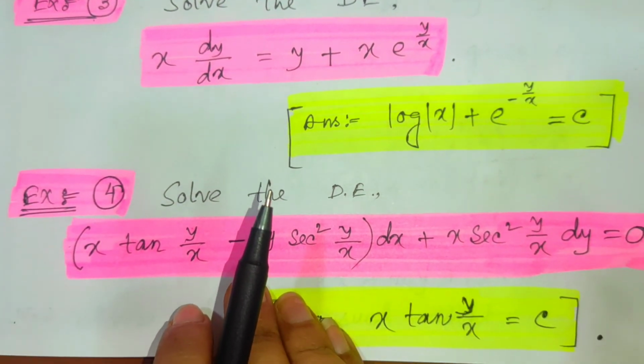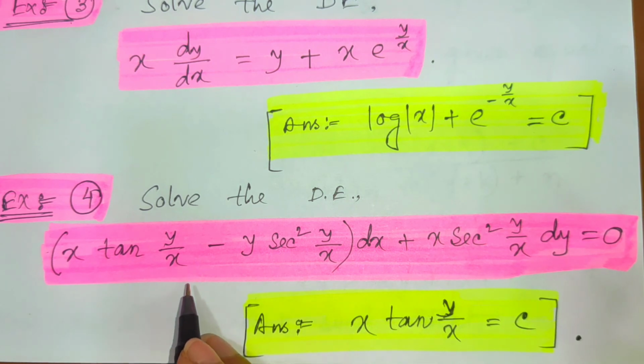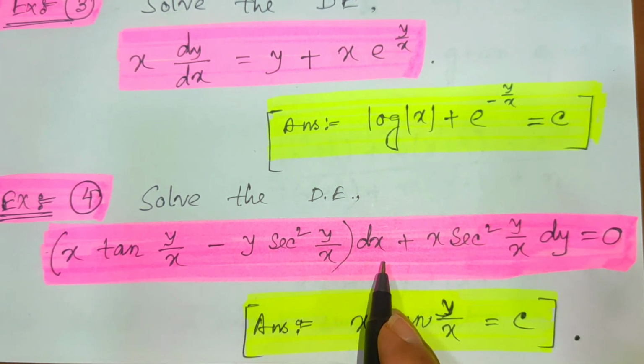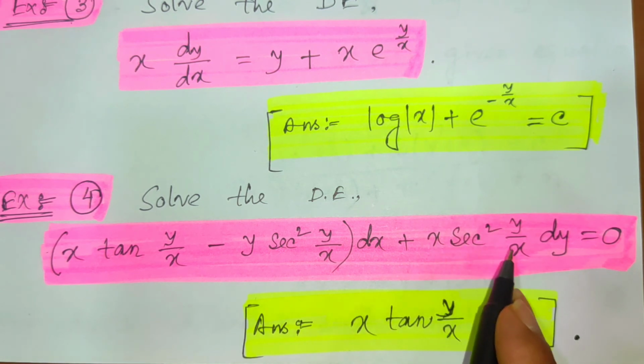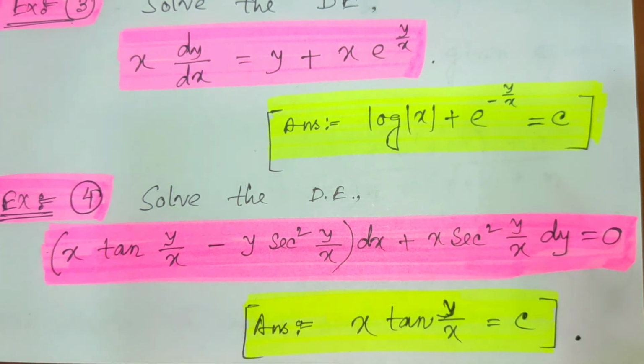And one more, the last question for you: x tan y by x minus y sec square y by x into dx plus x sec square y by x dy is equal to 0, and here is its solution.